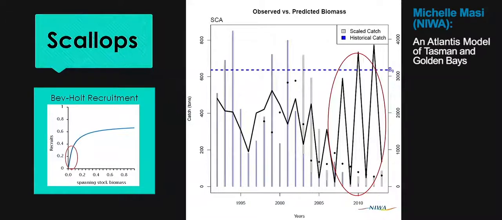And it doesn't appear that catches alone are driving the current abundance that we're seeing in scallops in the Tasman and Golden Bays. It's possible, based on what we're seeing out in the environment, that it's something to do with habitat degradation, perhaps increased turbidity in the system, making the habitat that used to be preferable to the scallop recruits, they're not able to settle there anymore and grow. So we're going to start incorporating new data sets in order to better represent this as we move forward.